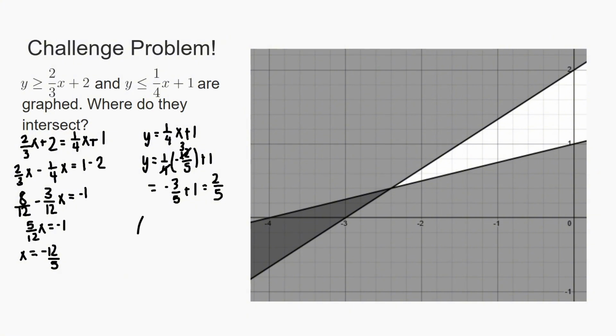Our final answer is that it intersects at -12 divided by 5, 2/5.